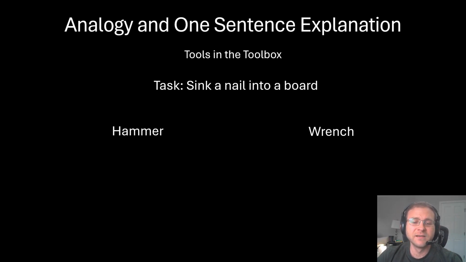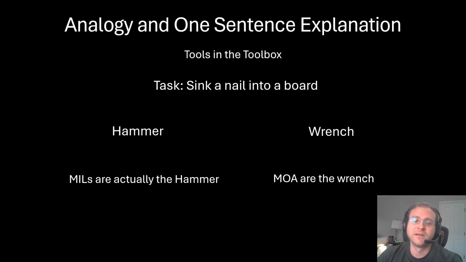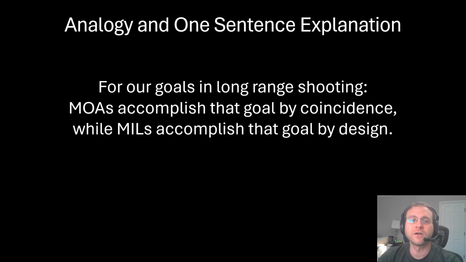In this analogy, the minutes of angle are the wrench, and the mils are actually the hammer, meaning that when you really dig into what mils are, you will see that they are better designed for the task that we are trying to accomplish. For our goal in long-range shooting, minutes of angle accomplish that goal by coincidence, while mils accomplish that goal by design. It may not appear to be the case based on the chart we just saw, but it is just a coincidence that minutes of angle have this nice pattern, and I'll dive into the specifics of that coincidence later on in the video.